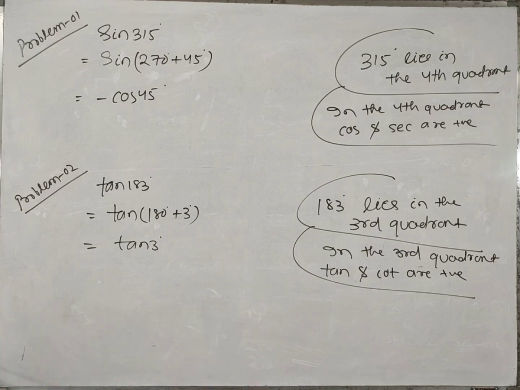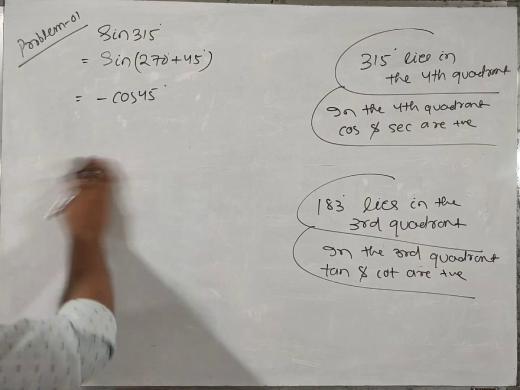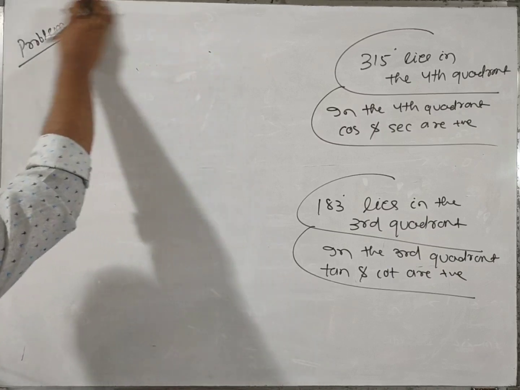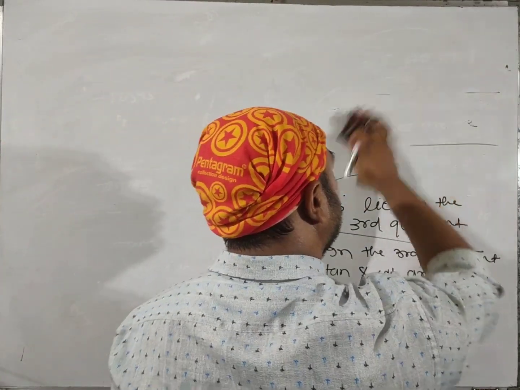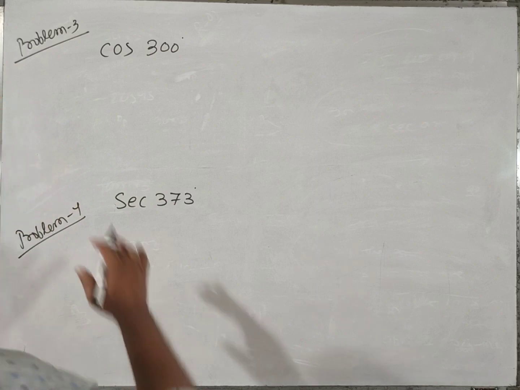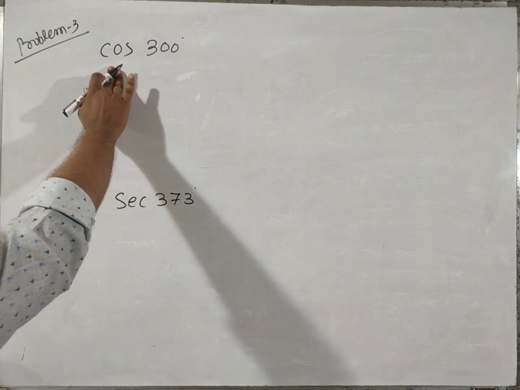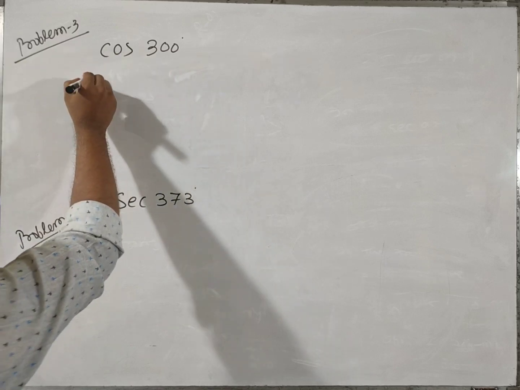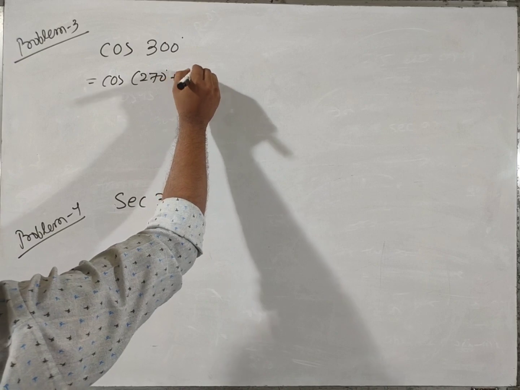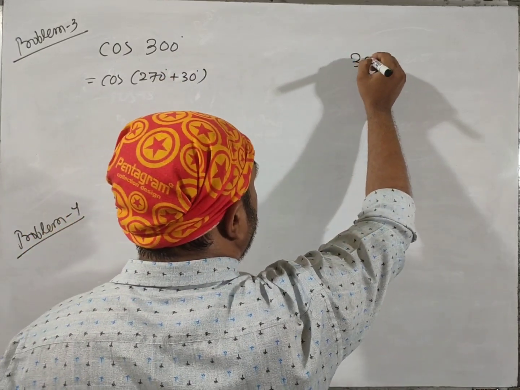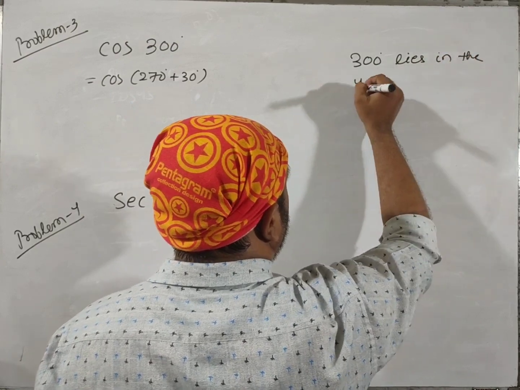Then let us discuss the last two problems of this video session. So it is given cos 300 degree. You can express it in the form of 270 degree plus 30 degree. 300 degree lies in the fourth quadrant.